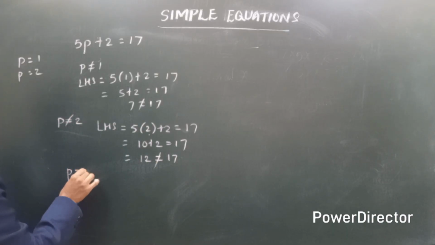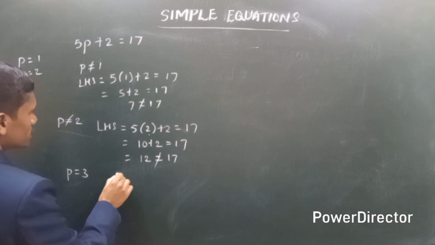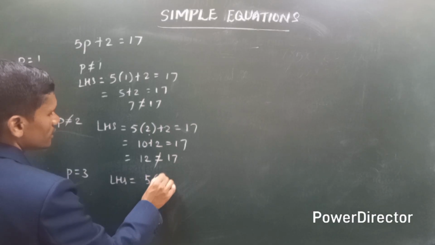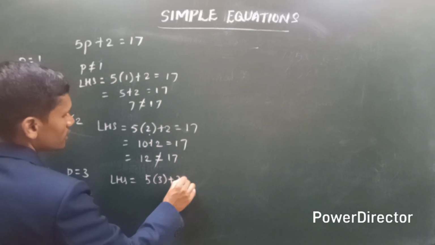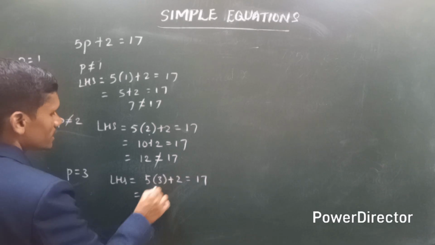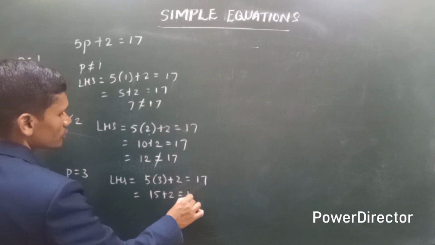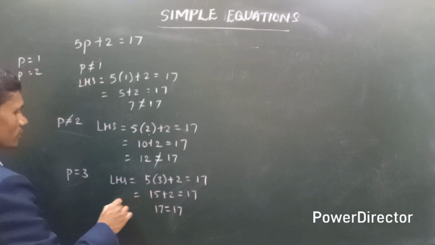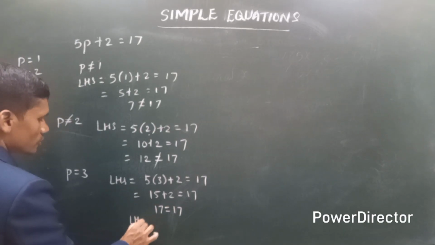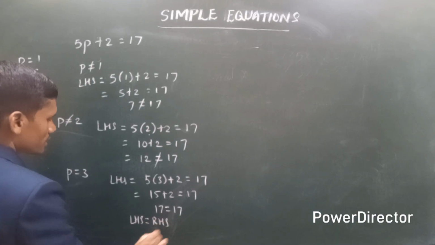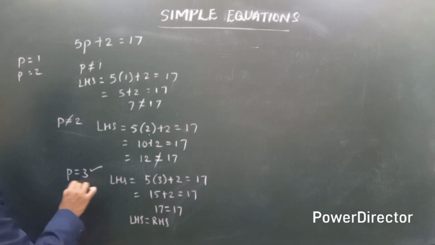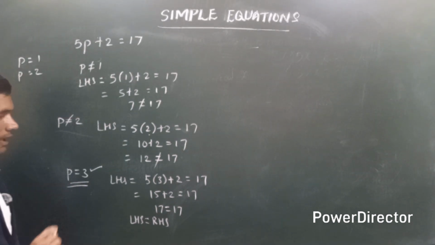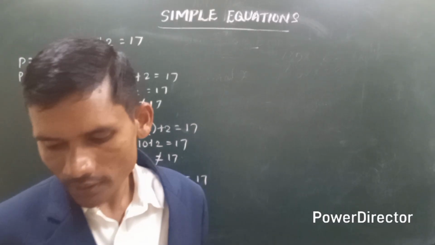Next, you have to check it for p is equal to 3. LHS is 5 into 3 plus 2. 5 threes are 15, plus 2 is 17. 17 is equal to 17. Therefore, here LHS is equal to RHS. So p is equal to 3 is the right value. Next.